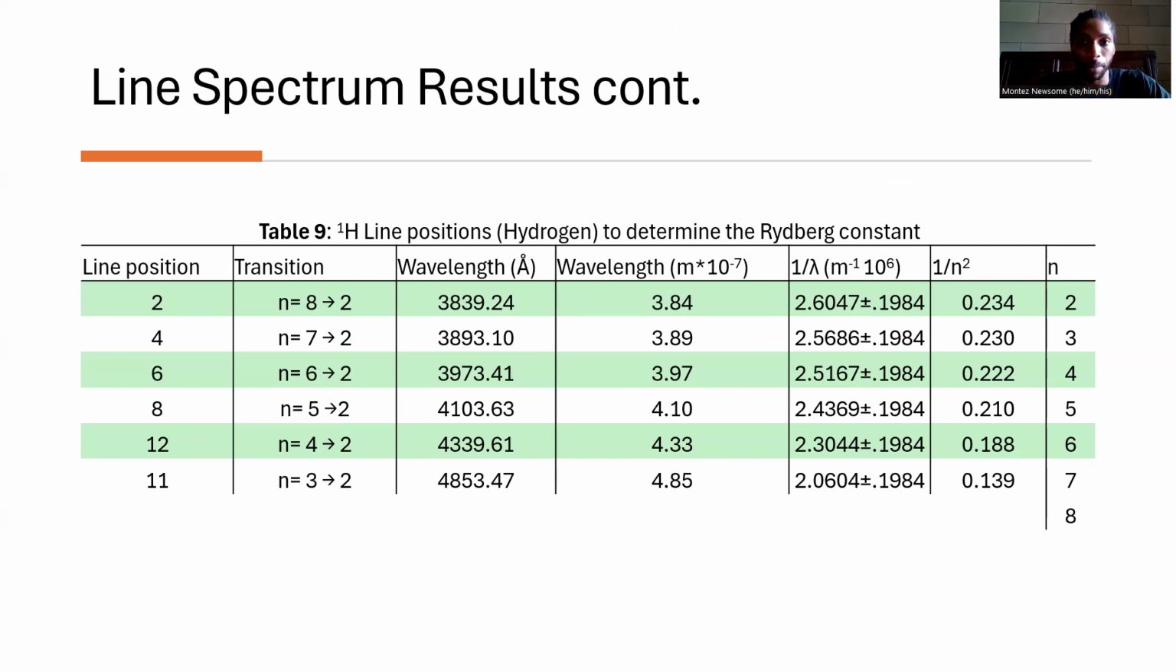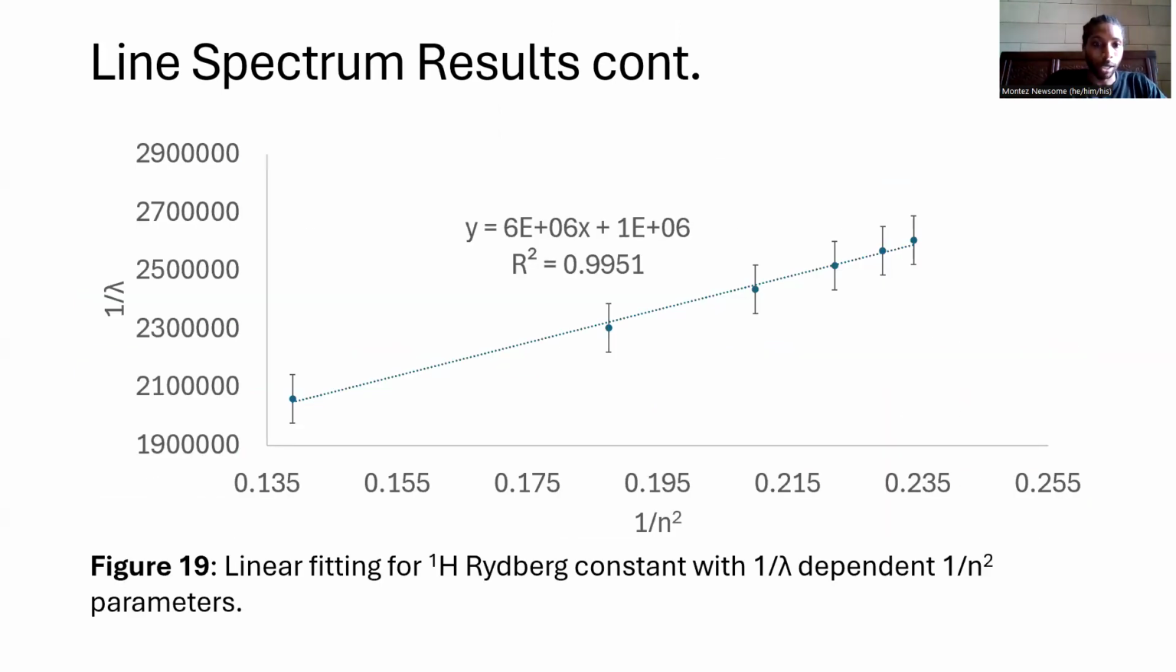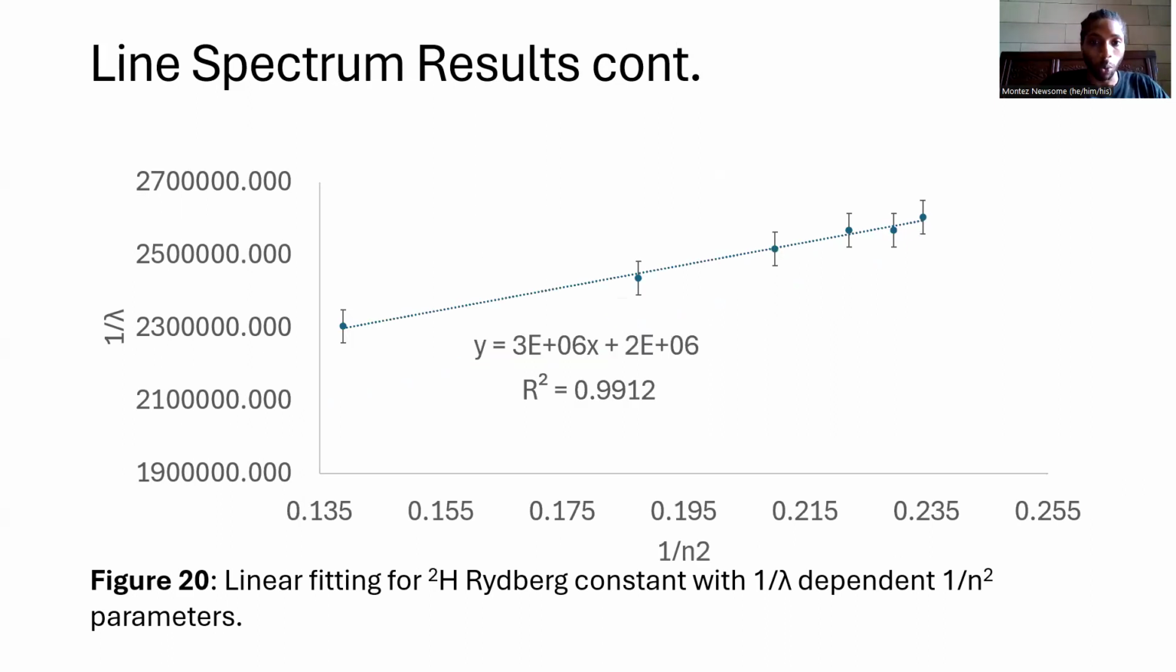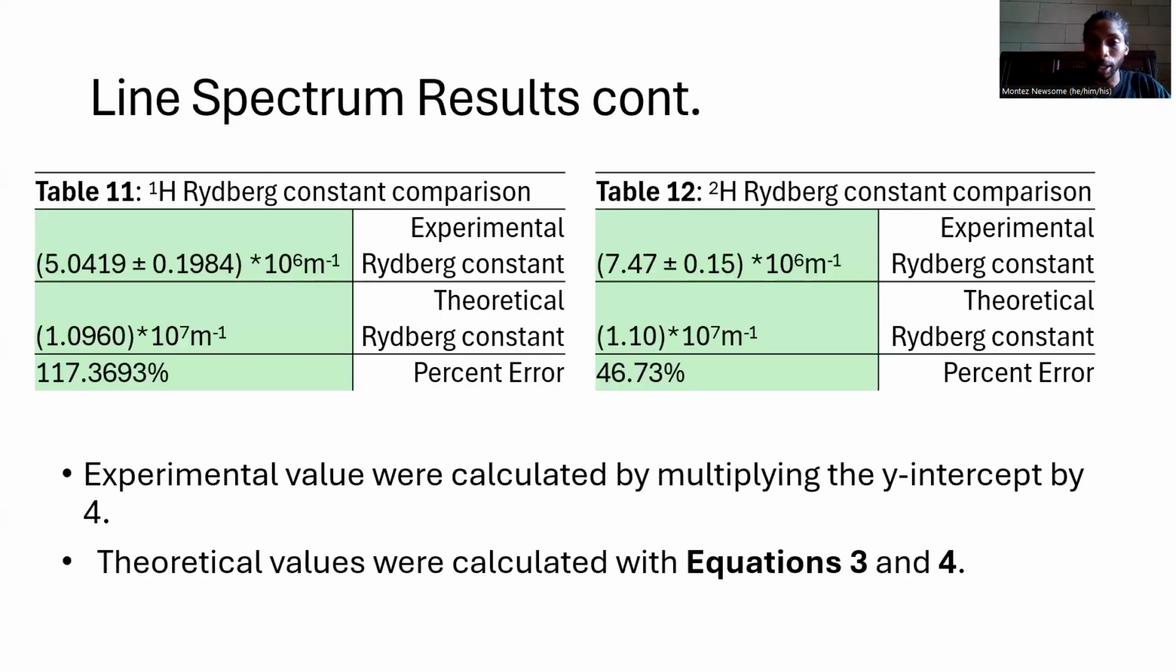full spectrum. And here are the line positions to determine the Rydberg constants for both hydrogen and deuterium. And here is the linear fitting of the H1 Rydberg constant, 1 divided by the wavelength dependent on the 1 divided by n squared parameters. The R squared was reported as 0.995. The Rydberg constant was found by multiplying the y-intercept by 4. The theoretical values were calculated with equations 3 and 4 from the introduction. And please take note of how the percent errors were very high, which we will discuss further in the discussions.